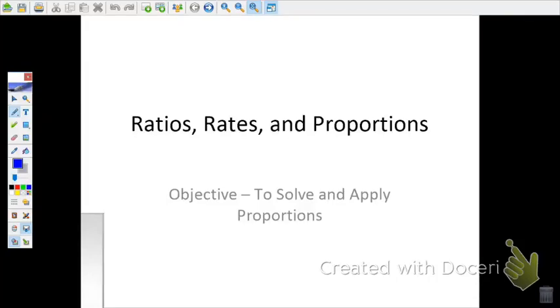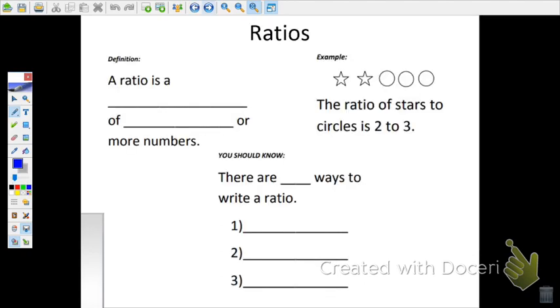So today, as we work with our ratios, rates, and proportions, we're going to fit those pieces together and be able to solve and apply proportions.